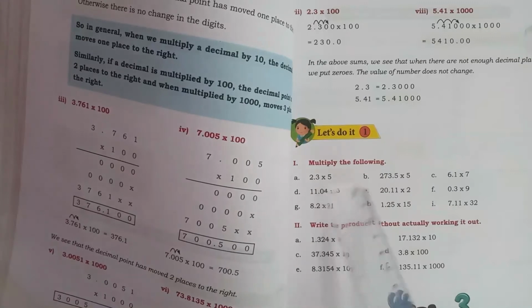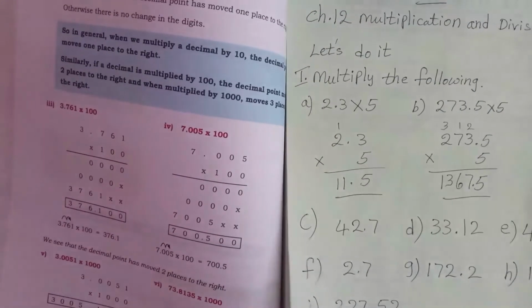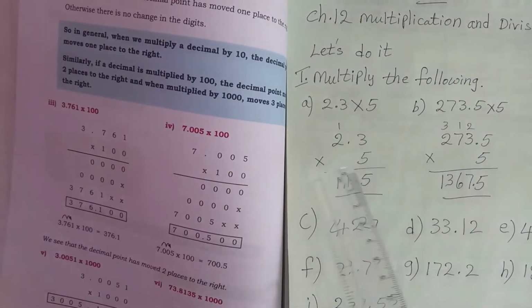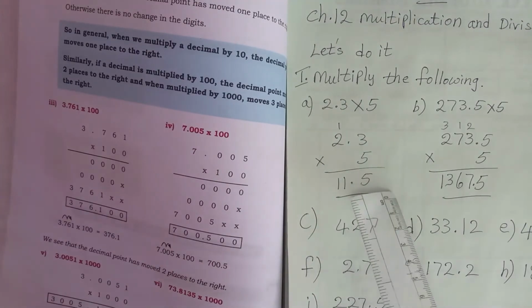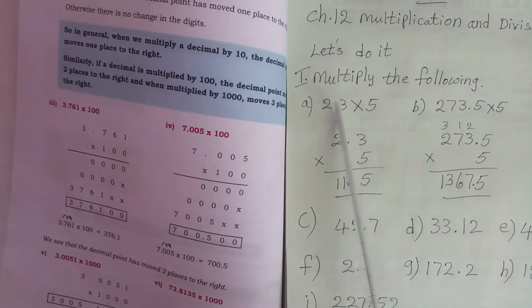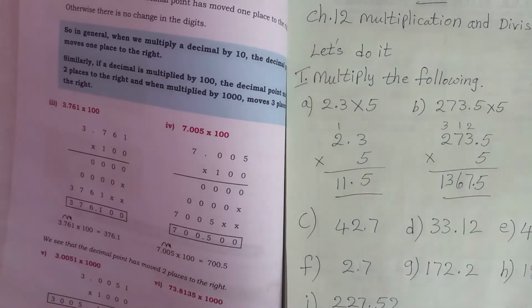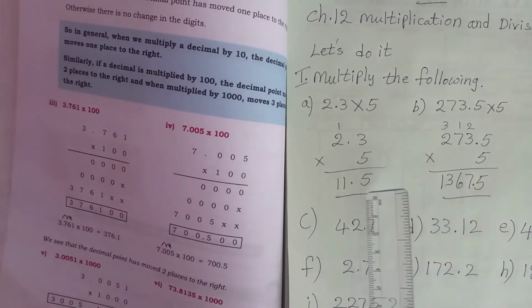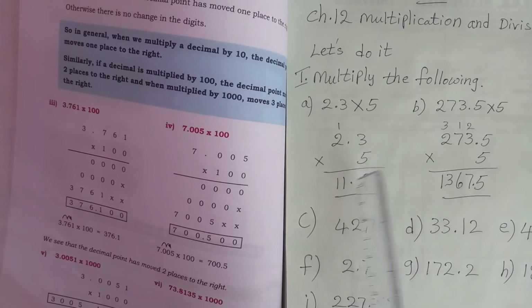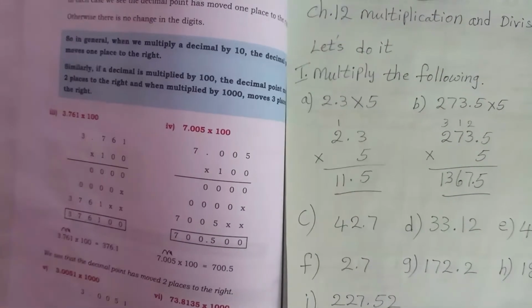Okay, now let us do it. Here 2.3 into 5. If you multiply this, see the answer here. 2.3 into 5, our answer will be 11.5. Why did we keep the point here? In the question, how many places after the decimal point are there? Only one place. So in our answer also, we put the decimal point before one place from the right. Okay, the rest of the sums you can do. I have given only the answers for you like this.